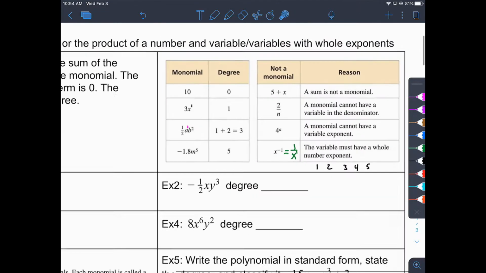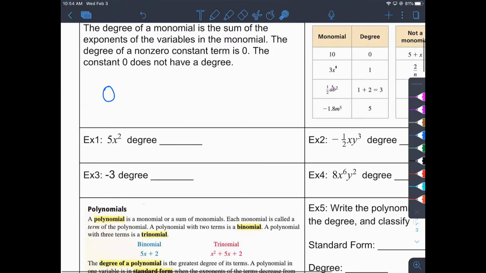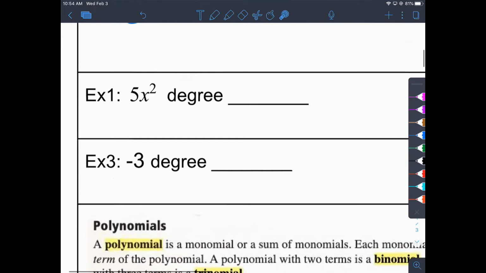So let's do a couple of examples. Let's find the degree of a couple of problems. Example 1, 5x squared. Well, what is the degree of this? Well, recall that a constant, we don't count its exponent. So the only variable that we have is an x, and its exponent is a 2, so that means the total degree is 2.